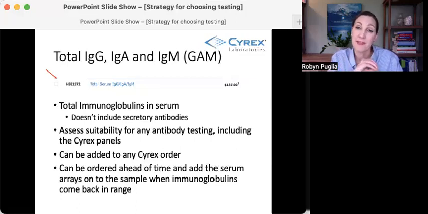So the lab, Cyrex lab, will hold the sample for 90 days. And at any time during that 90 days, I would say up to day 89, don't do it on day 90, you can ask for the sample to be defrosted and to have any of the serum arrays run on it. So you can either do it ahead of time and then add the tests on later, or you can do it at the same time to help you interpret those test results.